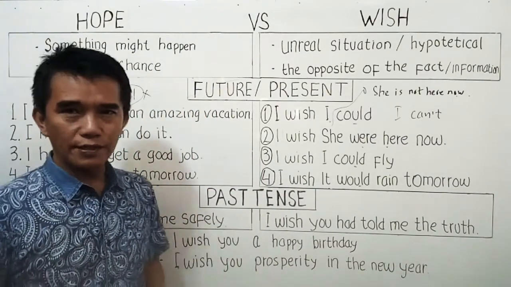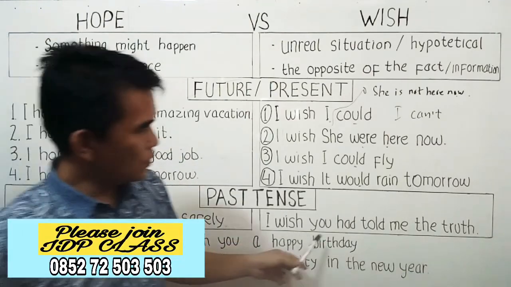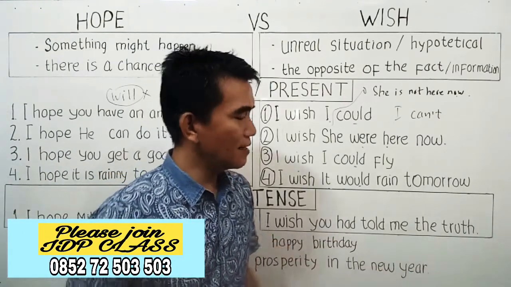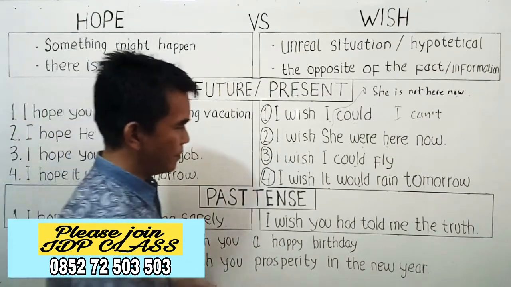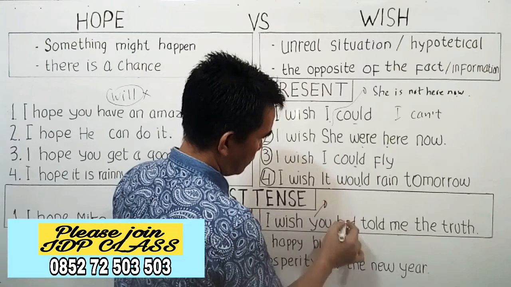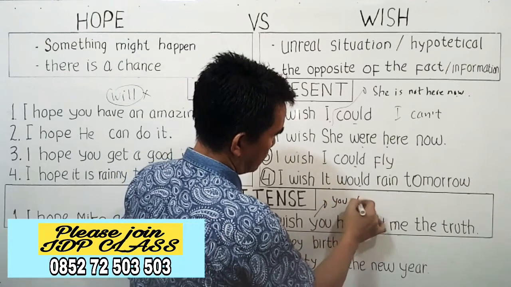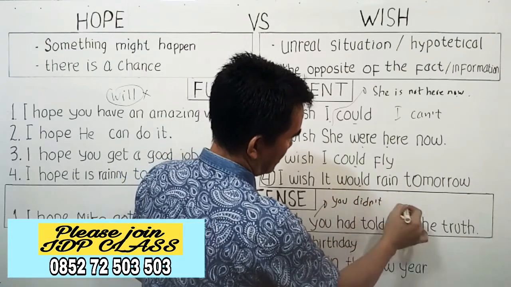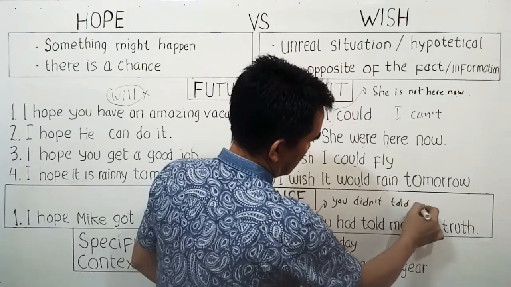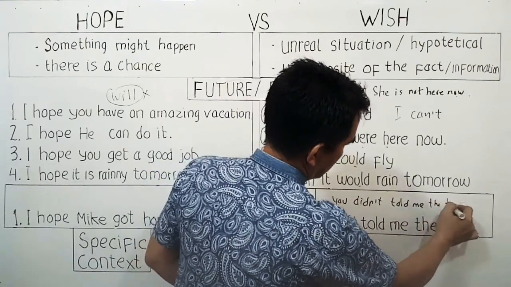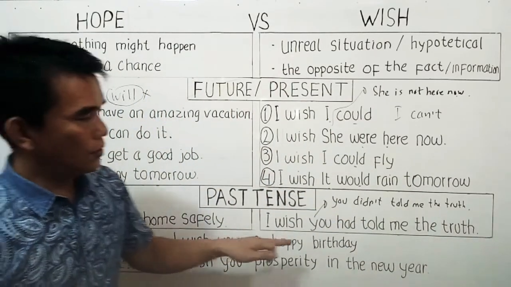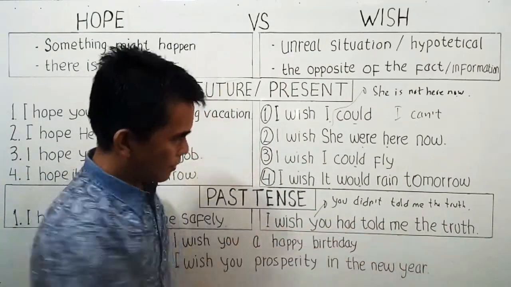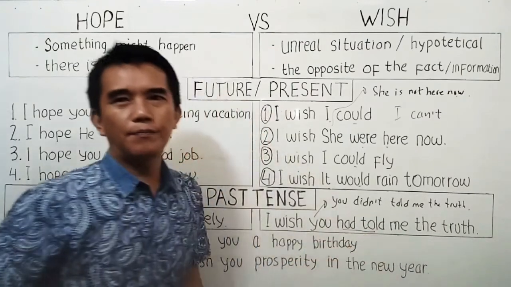I wish you had told me the truth. What does it mean? It means that you didn't tell me the truth. So we can say I wish you had told me the truth. Here we use the past perfect.